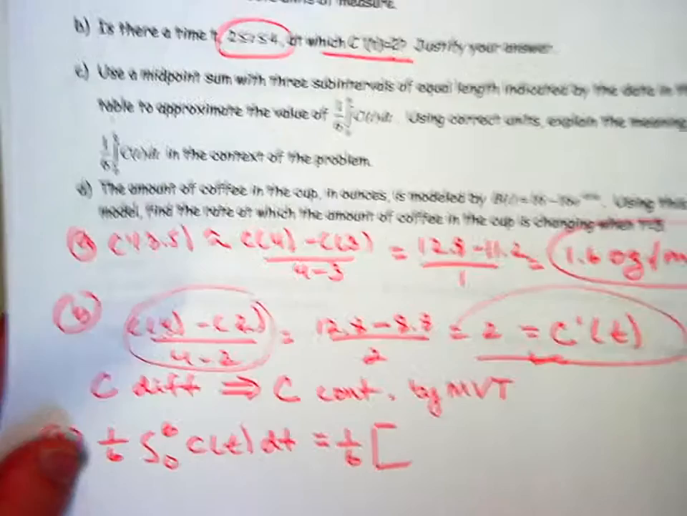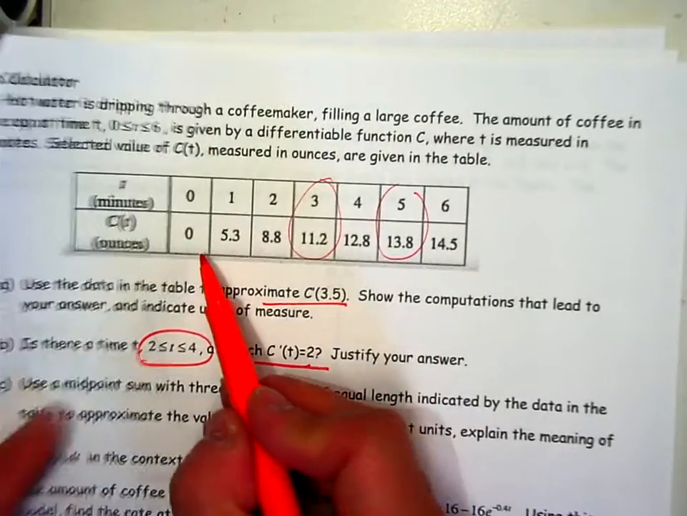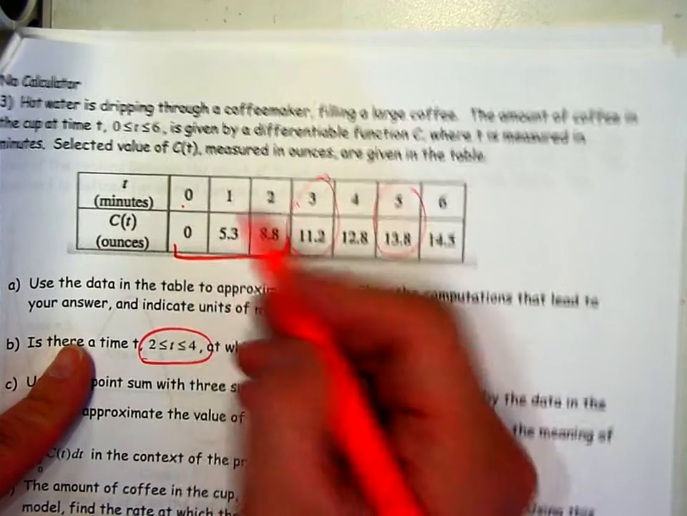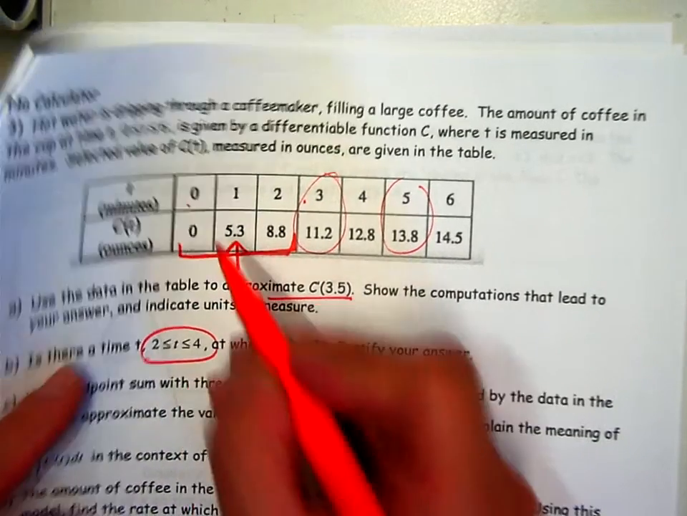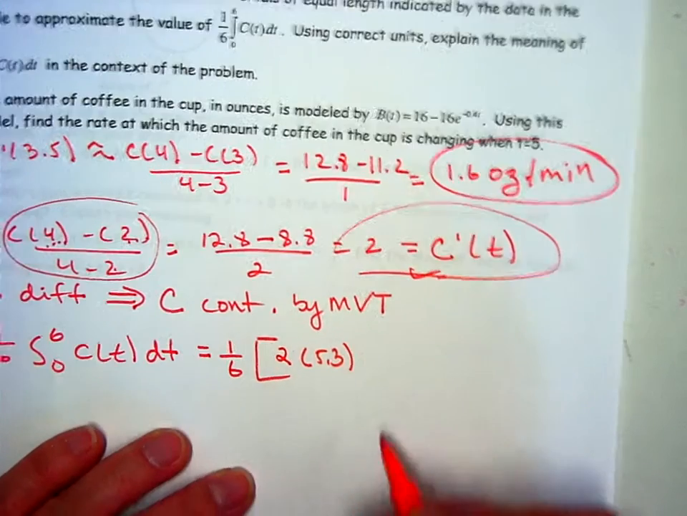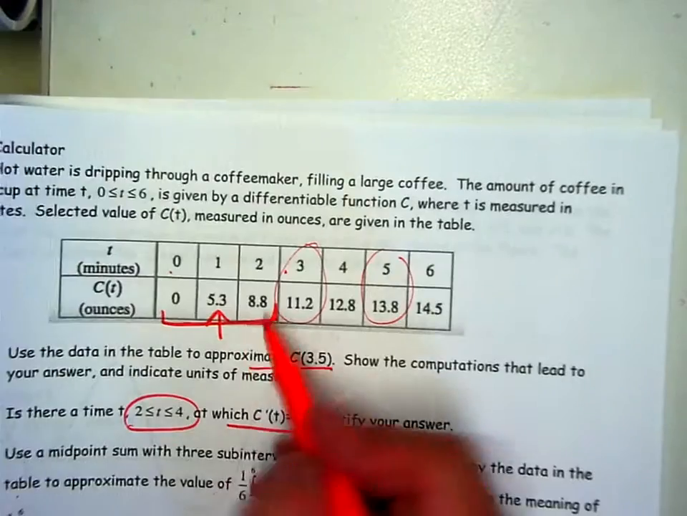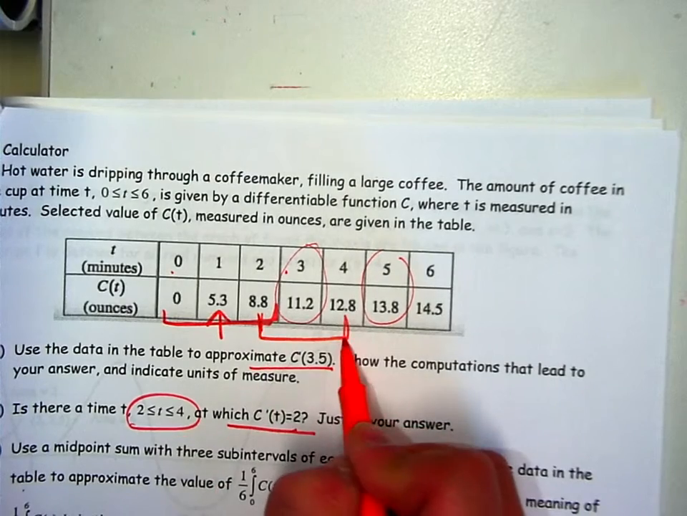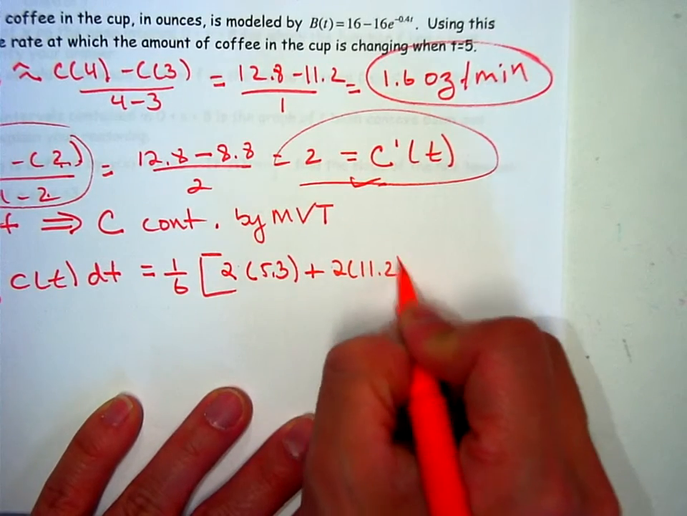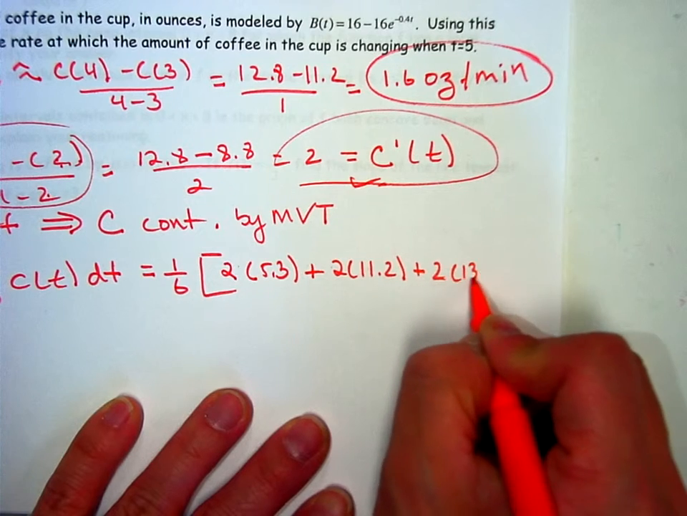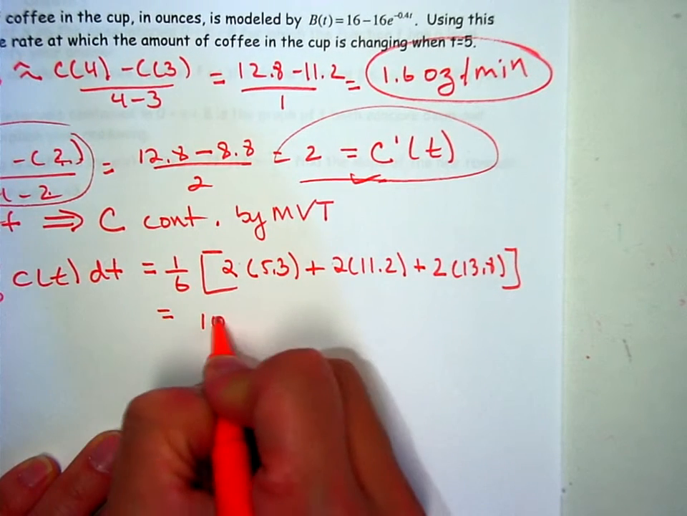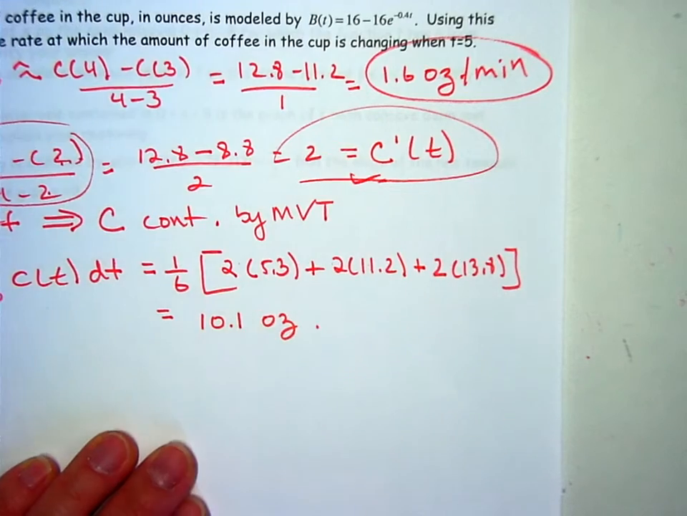The midpoint approximation, I need to use the values in the table, so my first rectangle is going to go from 0 to 2, and the point in the middle is 5.3. So I'm going to use 2 times 5.3 as my first rectangle. The next one will start here and go to here, but the point in the middle is 11.2. So 2 times 11.2, same idea for the last one. So this is your midpoint. If I punch this out, it ends up being 10.1 ounces.